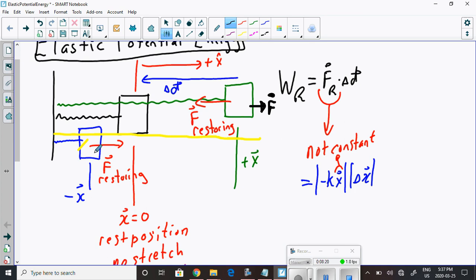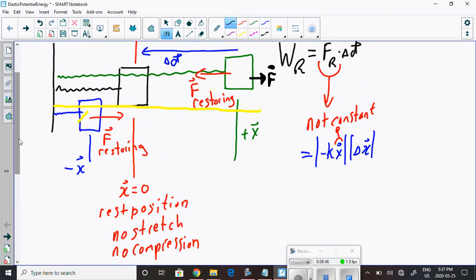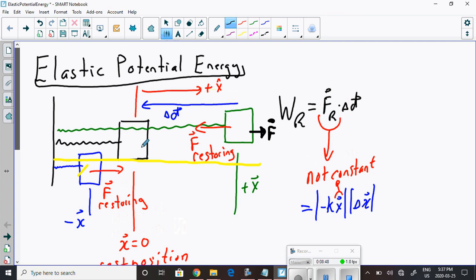But if you take a look at this, the restoring force is always in the positive direction now. So when the displacement is in the negative direction, the restoring force is in the positive direction. When the displacement is in the positive x displacement area, the restoring force is in the negative direction. So that's what we've discovered here in this little drawing here. And this was discovered by a gentleman named Hooke.